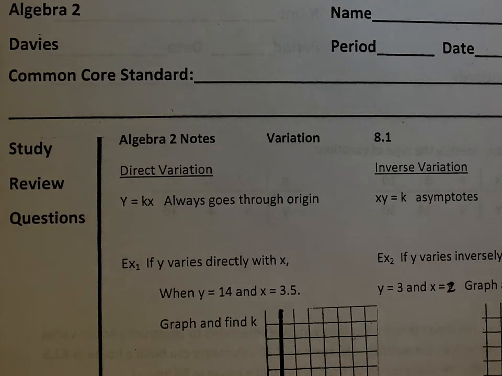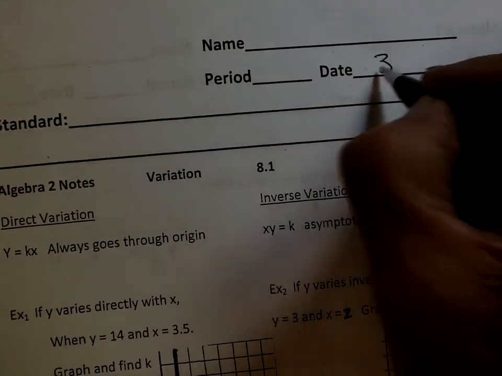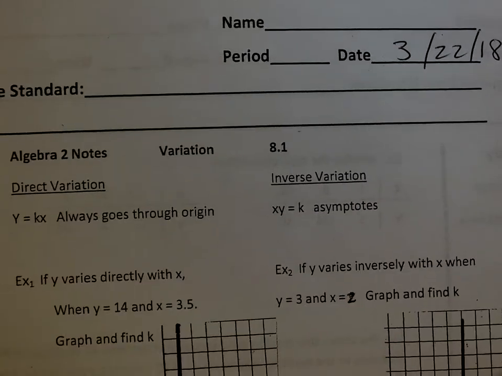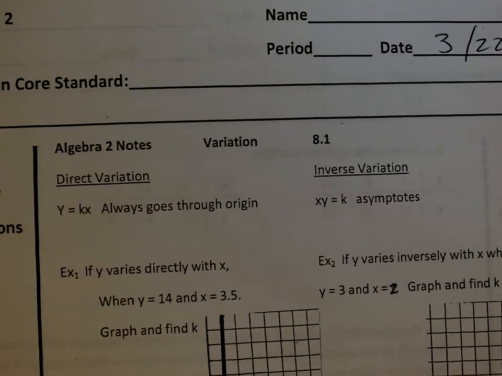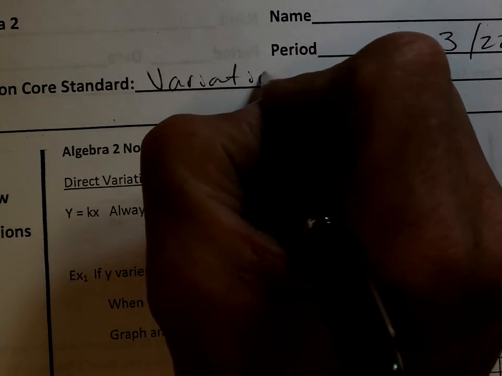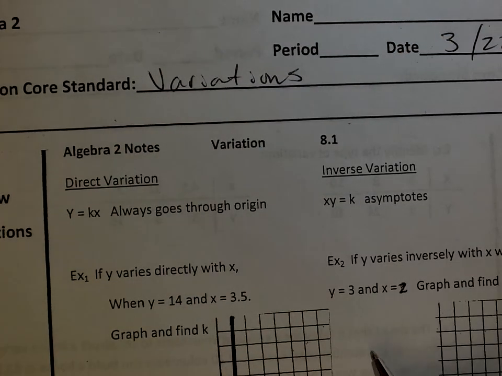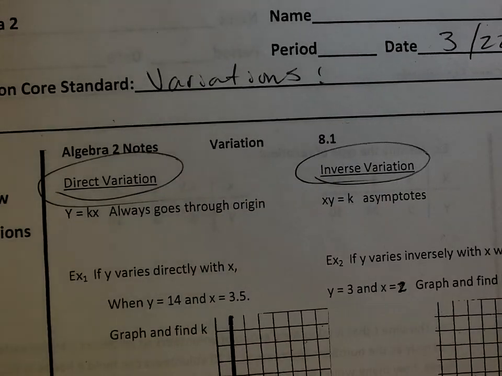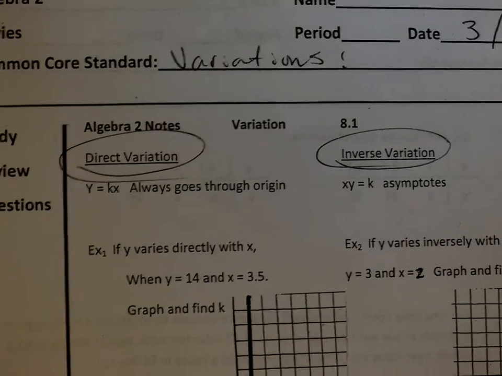Okay, so today's date is 3/22/18. The Common Core Standard has to do with variations. We're going to look at direct variation, inverse variation, and we're even going to do joint variations, okay?